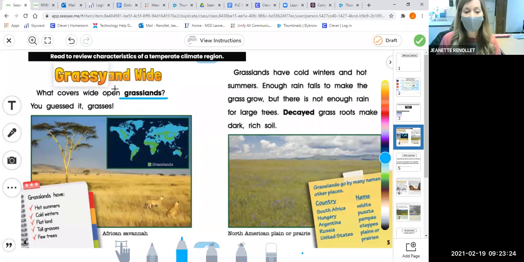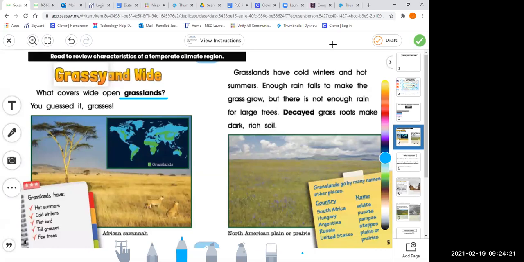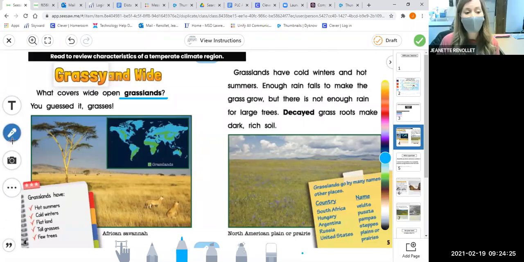I want you to take one minute and read this quietly to yourself. Read the text for one minute. Ready, go. Thank you for taking one minute to read to yourself.